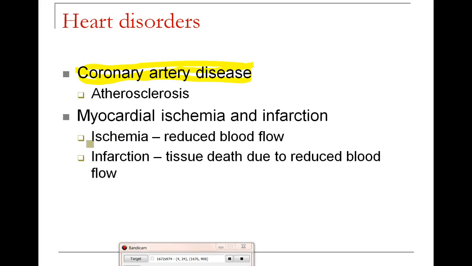Ischemia is a word that's used other places besides the heart, but all it means is that there's a reduced blood flow. Myocardial ischemia might be like angina, where the blood flow is going down. If somebody has angina and feels something's wrong, they take their nitroglycerin, and that's going to open up their blood vessels and increase the blood flow to the heart. Infarction, an MI, a myocardial infarction, is when the tissue actually dies because there's not enough blood going to it.